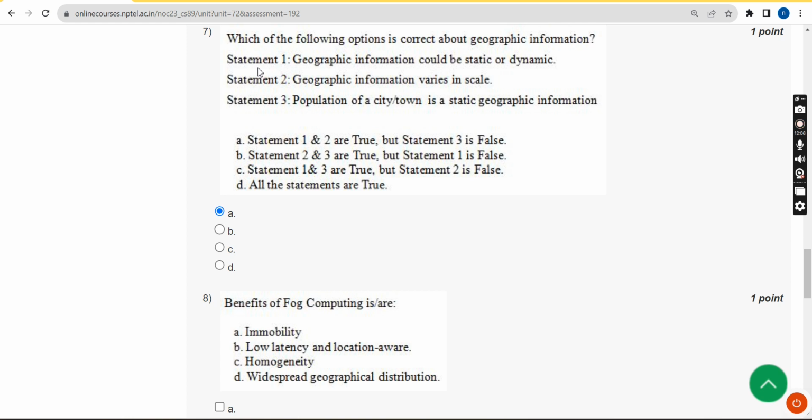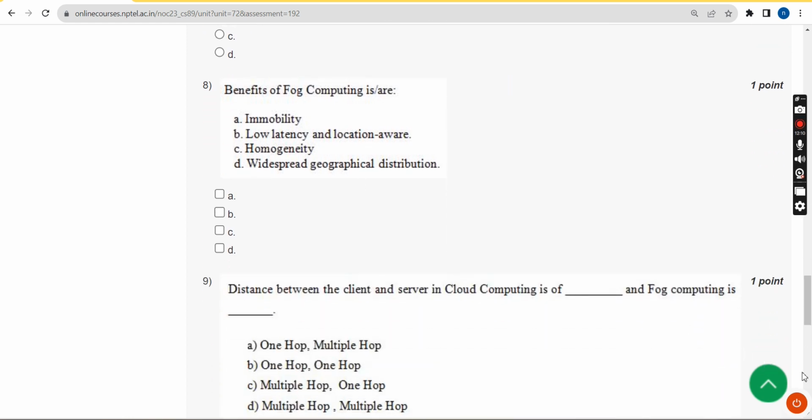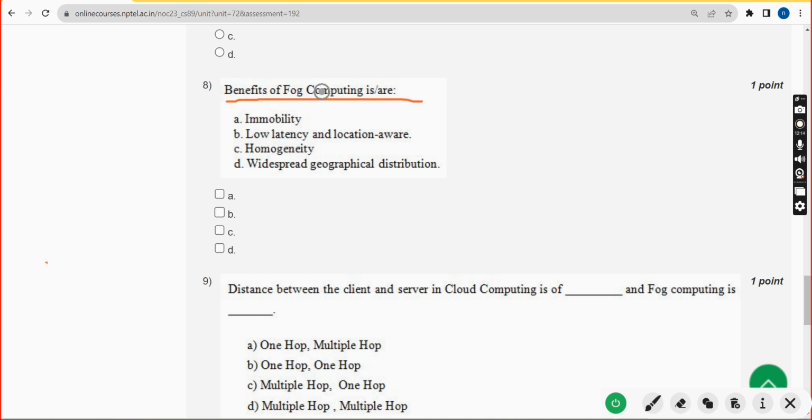Now let's move on to the 8th question. Benefits of fog computing are which of the following? For the 8th question, there are two probable solutions. The first one is option B, low latency and location aware, and the other one is option D, widespread geographical distribution. These two are the benefits, guys. So mark option B and option D.